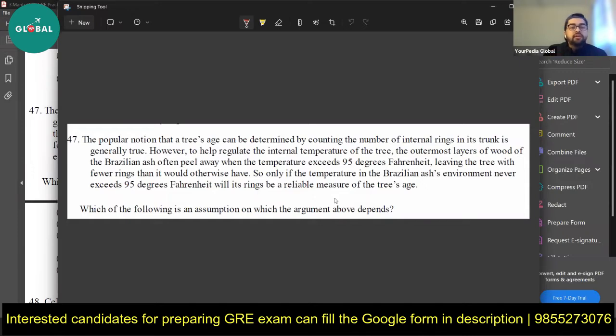Okay, so I will read it. The popular notion that a tree's age can be determined by counting the number of internal rings in its trunk is generally true. However, to help regulate the internal temperature of the tree, the outermost layer of wood of the Brazilian ash often peels away when the temperature exceeds 95 degrees Fahrenheit, leaving the tree with fewer rings than it would otherwise have. So only if the temperature in the Brazilian ash's environment never exceeds 95 degrees Fahrenheit will its rings be a reliable measure of tree age. Okay, so this is the argument. What's the conclusion?